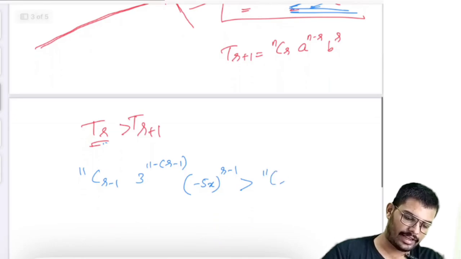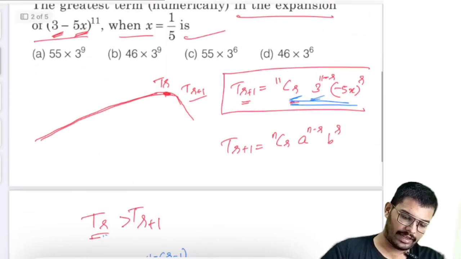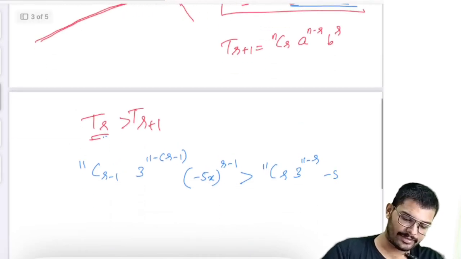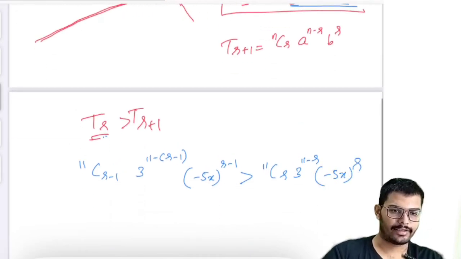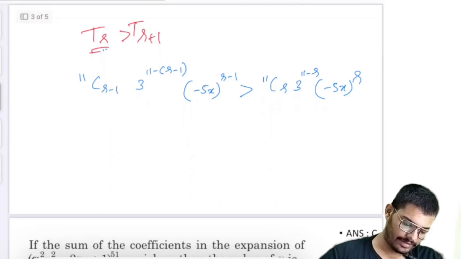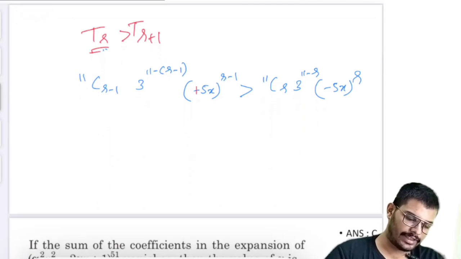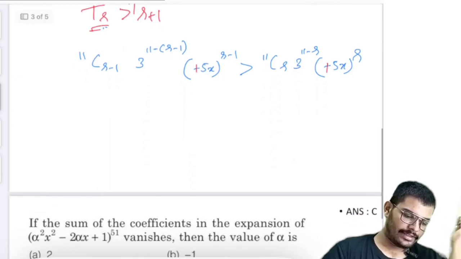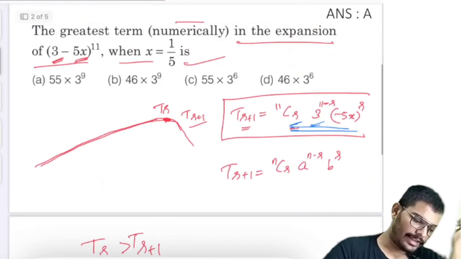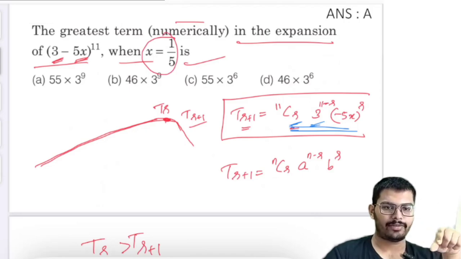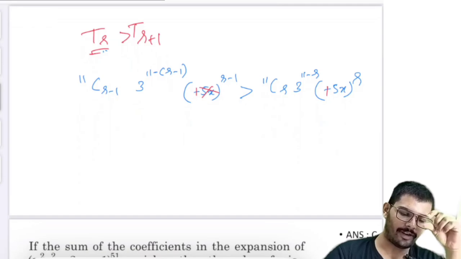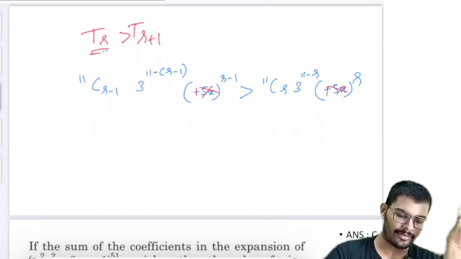You can directly put the equation. It is 11cr 3 raised to 11 minus r, then minus 5x the whole raised to r. Now we can ignore the negative signs, because we just need to calculate the numerical value only. In the next step, they asked us to find the highest term when x equal to 1 by 5. So just substitute x equal to 1 by 5 here. Then this term will be 1, and 1 raised to anything will be 1, so this whole term you can directly eliminate.